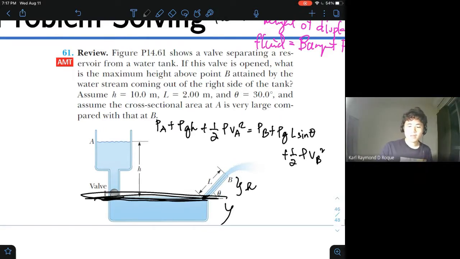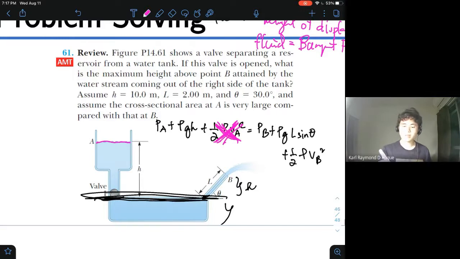Also, dahil sobrang laki nung cross-sectional area, wala na tayong paki dito. No? Wala na yan. Kasi, dahil nga sobrang laki ng cross-sectional area, parang hindi na gumagalaw halos yung A. Parang hindi nagfo-flow. Kaya ganyan.